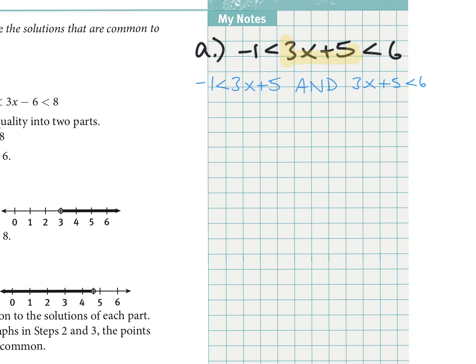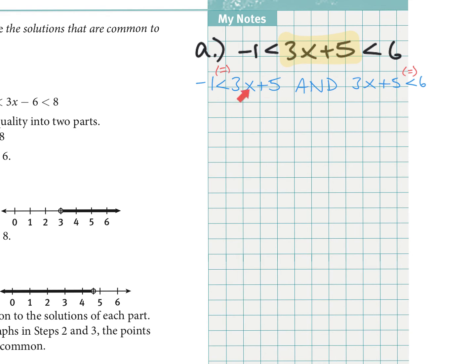This middle part right here, the 3x plus 5, is kind of like, if you're thinking of a sandwich, your peanut butter and jelly. It's holding the two end pieces together, those pieces of bread, the -1 and the 6. And rather than just try to work it all together like this, where we have it all in one statement, we're going to break it up into two inequalities and work on solving those. So we should be pretty familiar with how to solve inequalities. Remember, we're treating the inequality sign like an equal sign, so we're going to apply those rules of equality that we learned to our inequality.